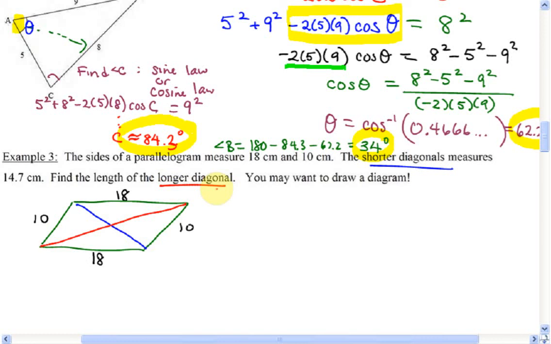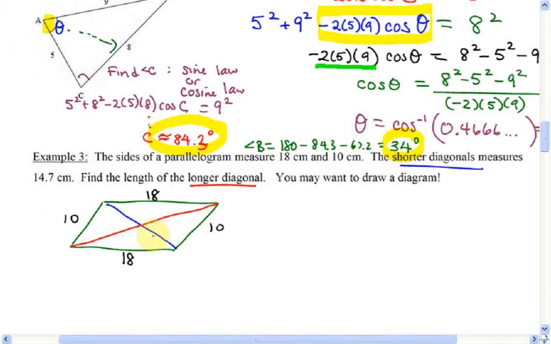My question says the shorter diagonal has a measure of 14.7. So the line in blue is 14.7, and I'm going to ask you to find the line in red. What's the length of the longer diagonal? Now, how can we go about doing this question? Ultimately, I'm hoping you can see these 2 triangles. Here's a triangle, and for this triangle in yellow, I know all 3 sides. So by knowing all 3 sides, what can you find out by using cosine law? One of the angles.